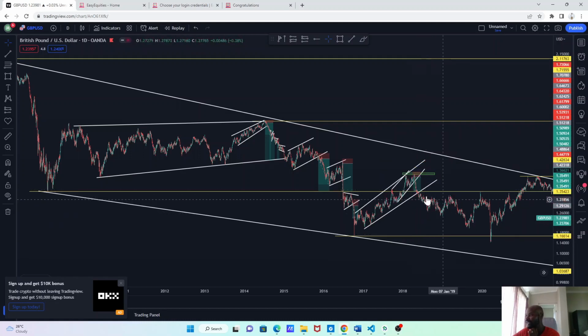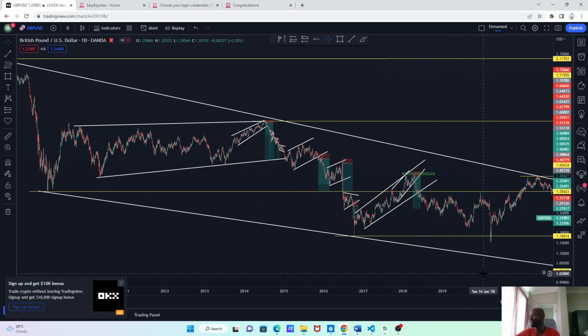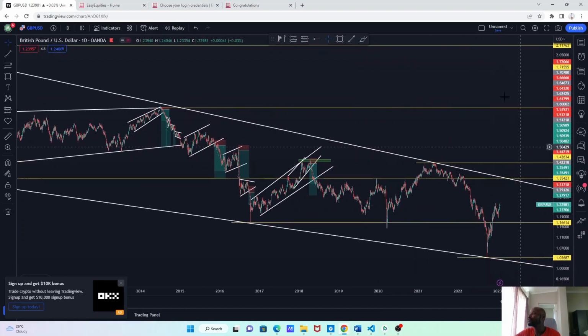you don't want to really exit because there are more opportunities, as the market can still continue to the upside. You can just manage the trade, maybe target here, trailing your stop loss so that at least you can make 6% from there. Okay, and then the other big move occurred here.